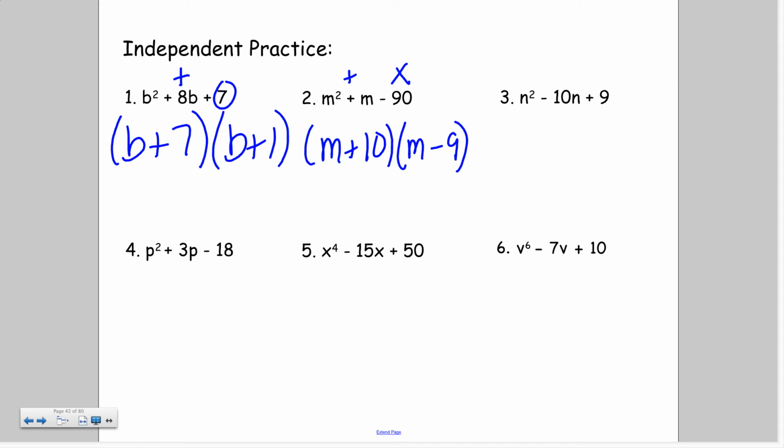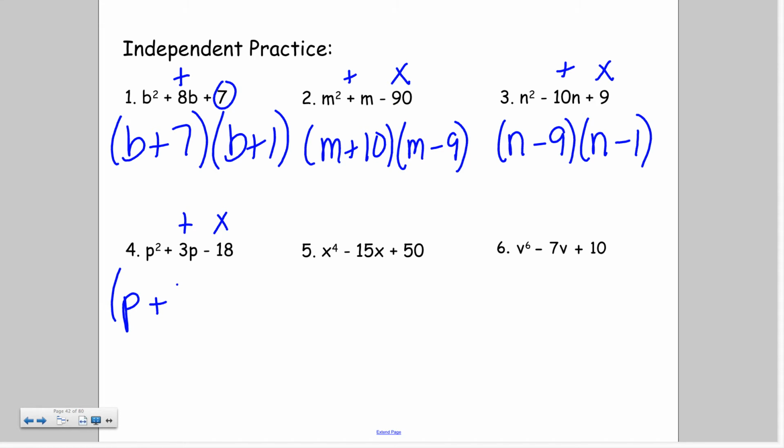3, we're multiplying to get 9, adding to get negative 10, so that means both of our signs are going to have to be negative. So n minus 9 and n minus 1. And you can always FOIL or box those back out to check your work. Number 4, we're going to multiply to get negative 18 and add to get 3. So we're going to have p plus 6 because it takes the sign of that number right there. P minus 3.